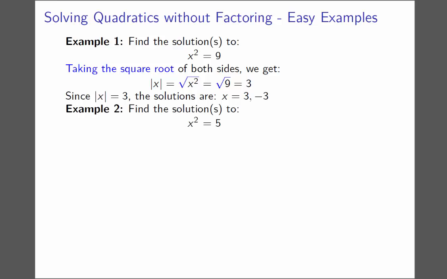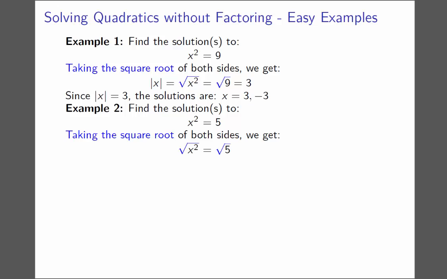What about the example where we find the solutions to x squared equals 5? Again, we want to get at x, so we take the square root of both sides, giving us the square root of x squared equals the square root of 5. Here we can't make a nice simplification on the right-hand side. The square root of 5 is just the square root of 5. It's a number even though it's not an integer or even a fraction.